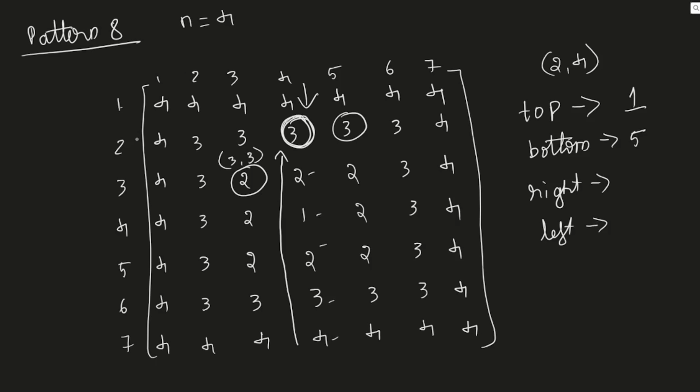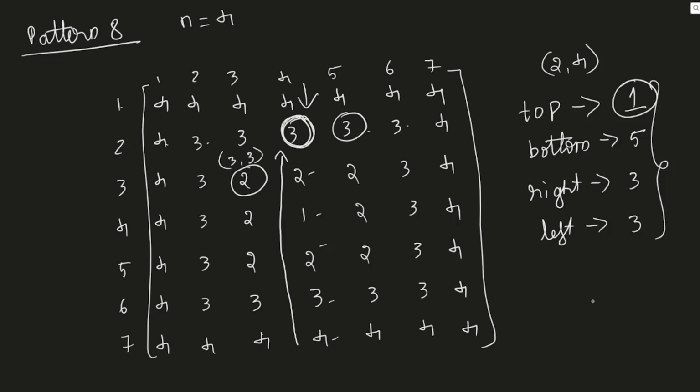In the same way, from right and left: 1, 2, 3 from left, 1, 2, 3 from right. After getting the distance from all the directions for a particular index, what we need to do is get the minimum out of these numbers. What is the minimum out of these numbers?